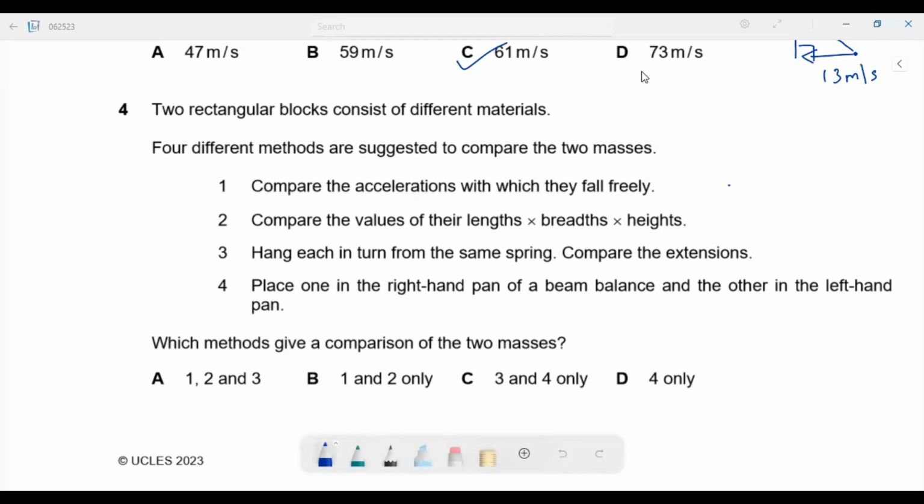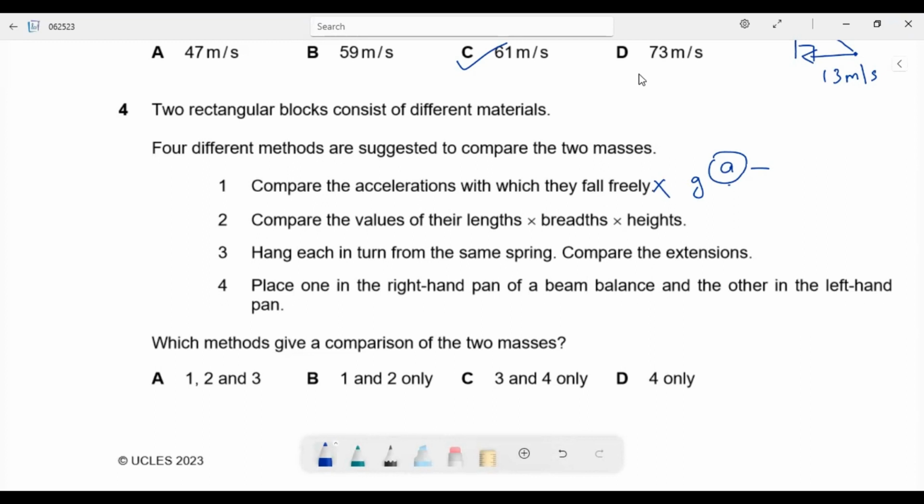Next, two rectangular blocks consist of different materials. Four different methods are suggested to compare the two masses. First one, compare the acceleration with which they freely fall. It is not an accurate method because acceleration may be affected by the air resistance and difference in shape and surface area of the block. So it is not an accurate method.